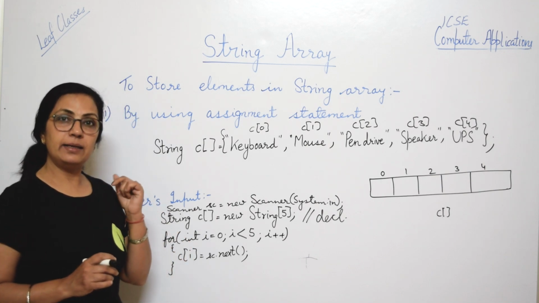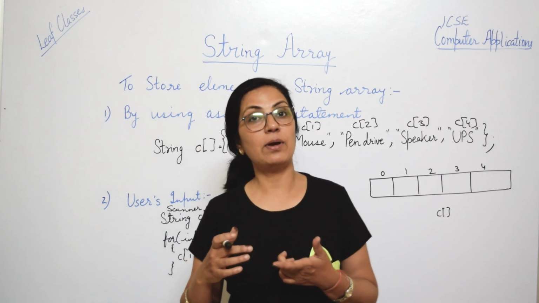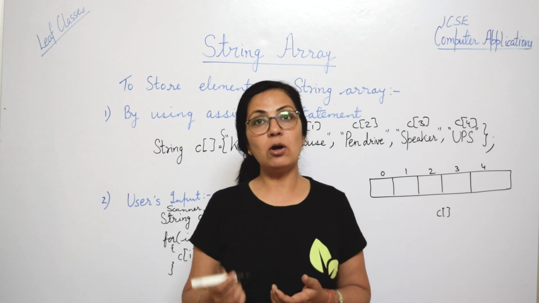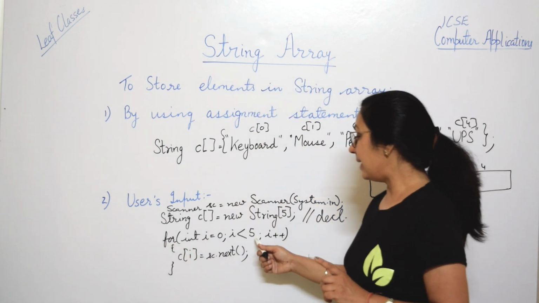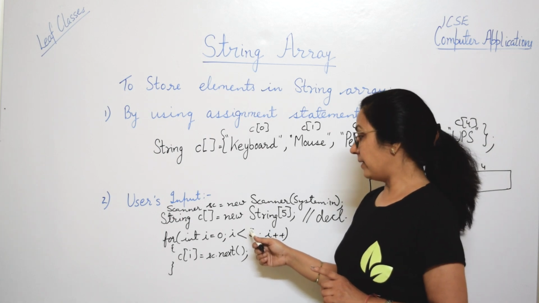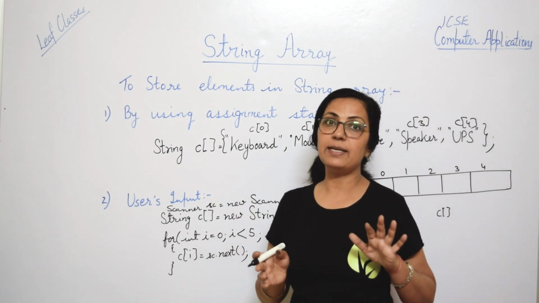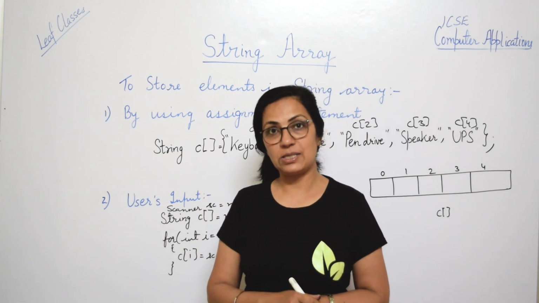So children, this depends upon the question which you are getting. It can be: write a program to input 50 string values or 20 or 10. Accordingly, you will take the loop starting from 0 always and less than the size. If it is 50, less than 50, that means 0 to 49. Total 50 elements will be there. So this is how we store the values in a string array.